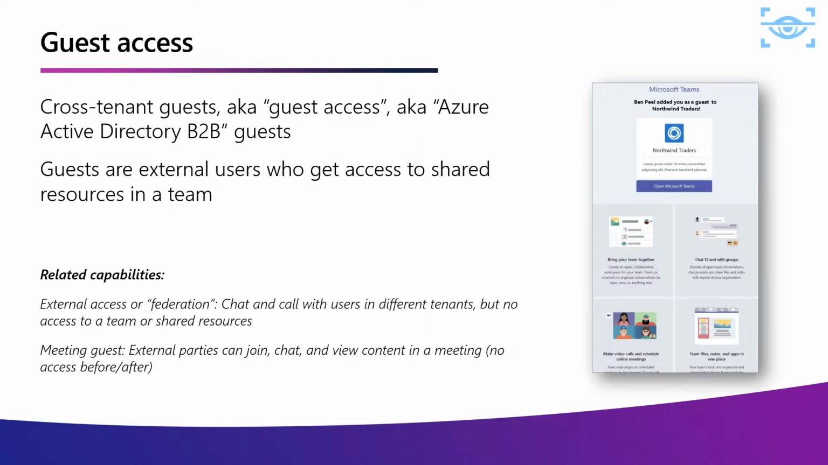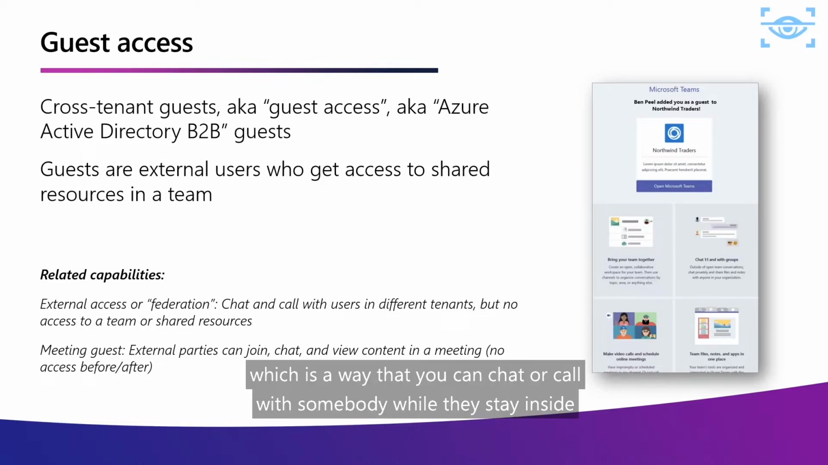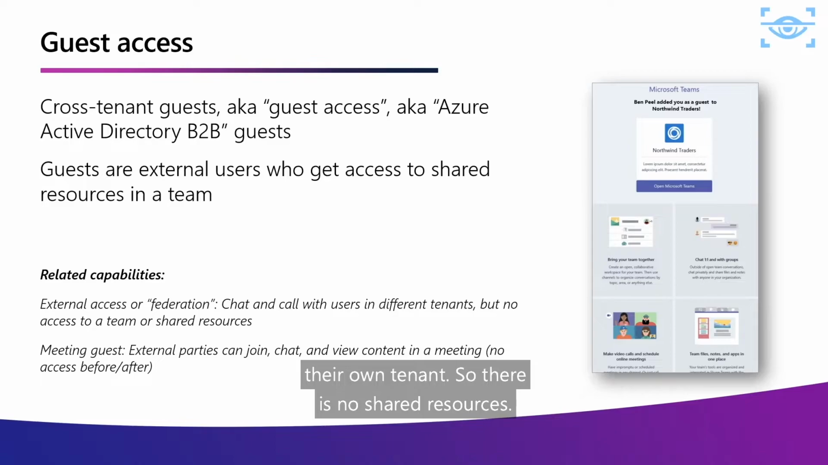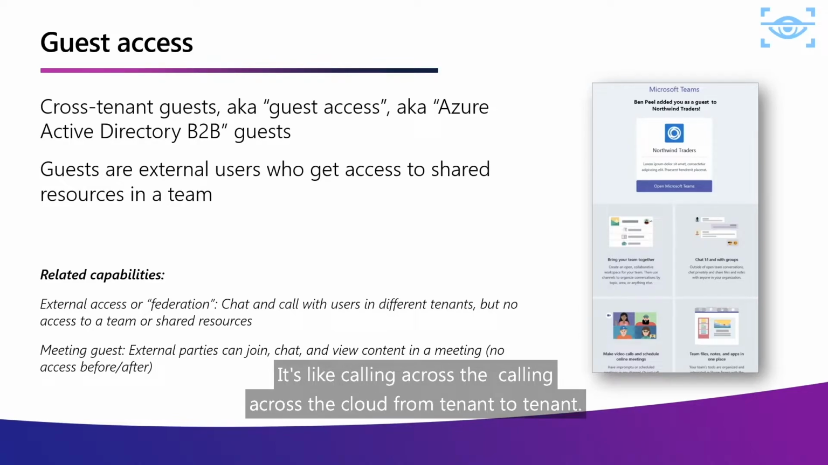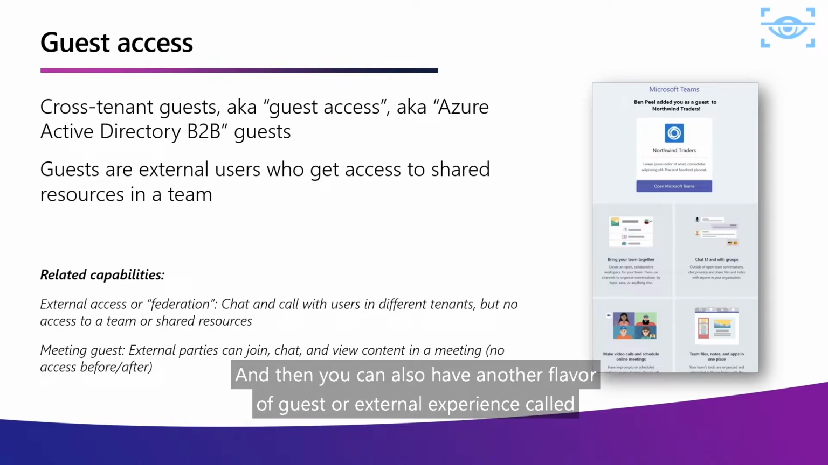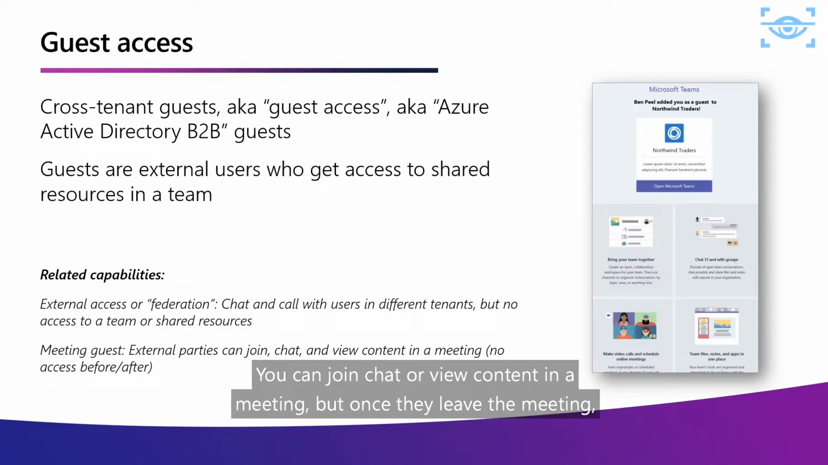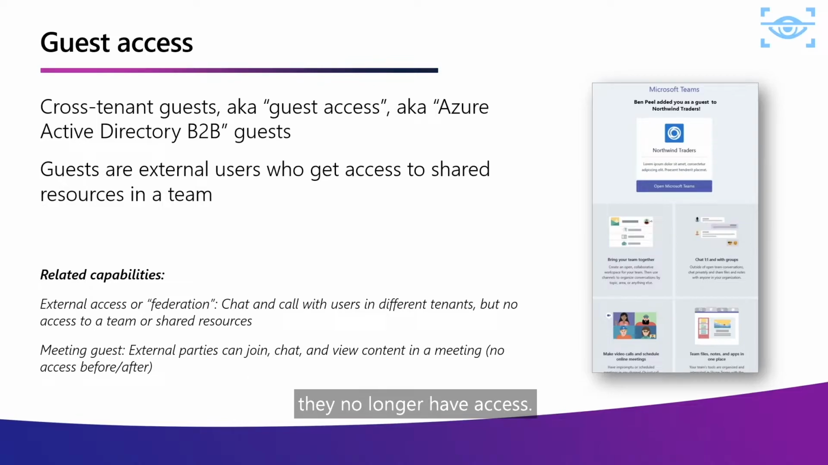You can see on the right the type of invitation, email, or notification that a newly invited guest would receive. Now, guest access is different from external access or federation, which is a way that you can chat or call with somebody while they stay inside their own tenant. So there's no shared resources. It's like calling across the cloud from tenant to tenant. And then you can also have another flavor of guest or external experience called meeting guests. These are when external parties can join chat or view content in a meeting. But once they leave the meeting, they no longer have access.